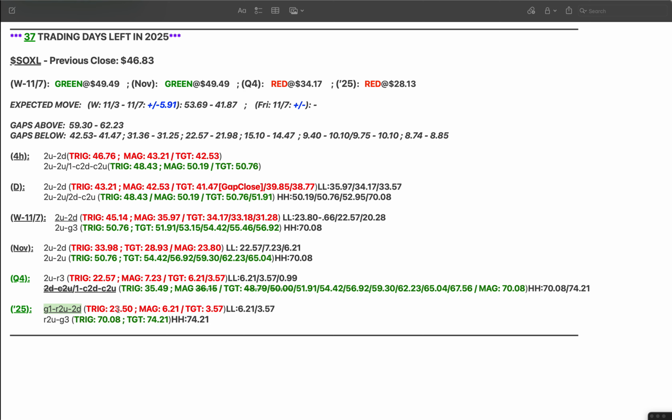And on the year perspective, we triggered the 1 2 up 2 down, didn't reach magnitude, so we've got the higher low. Like I said earlier in, I think it was last week's video, one of last week's videos, I didn't think a green 3 or a bullish engulfing candle on the year chart would really be on the table this year. But we're pressing, and we've still got a whole 2 months left.